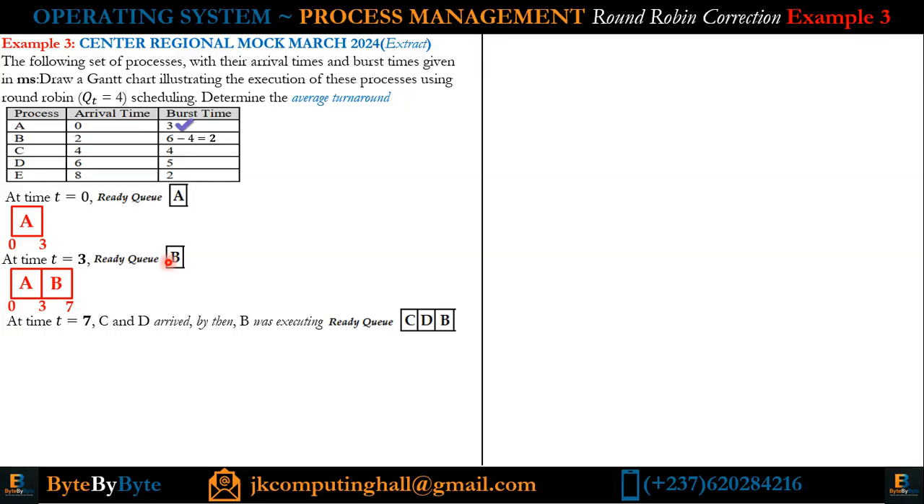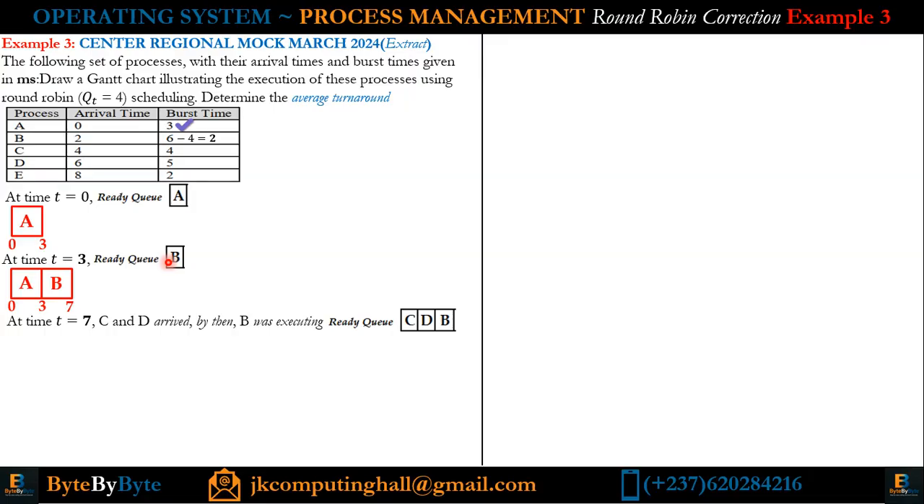Because take note, when a process executes, it is then sent to the end of the ready queue. That's why my ready queue now is C, D, B. Because by the time B was still executing, that is from 3 to 7, sorry, C entered at time 4 and D entered at time 6.